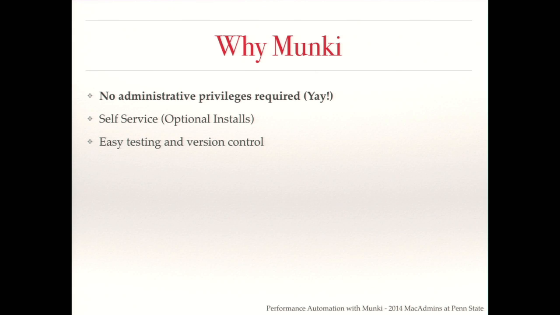Easy testing and version control. The easiest way with Munki is you can have two catalogs, a testing and a production catalog, and you can define what systems are in those catalogs. For instance, all of us in the IT department are in the testing catalog. So we get Flash, Java, everything right away, so we can test it and make sure that there are no issues.